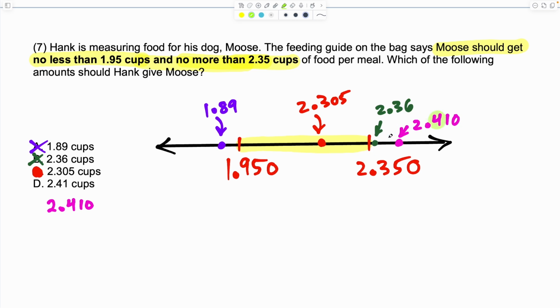So the 2 is the same in the ones, but then the tenths place here is greater than the tenths place here, which makes choice D no good because 2.41 is more than 2.35, and we can't give any more than 2.35 cups. So definitely choice C.